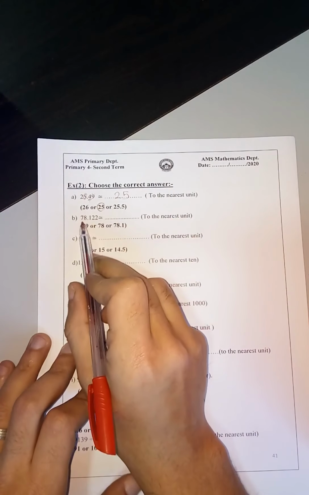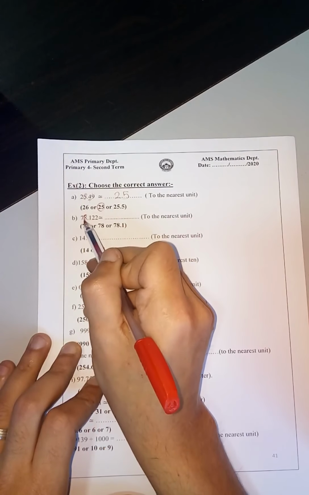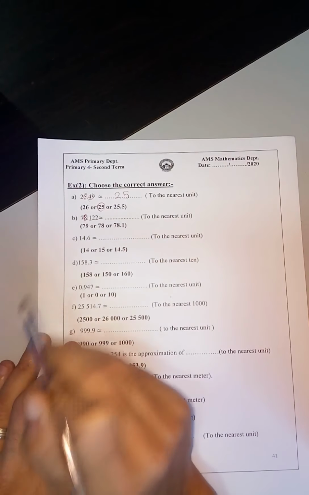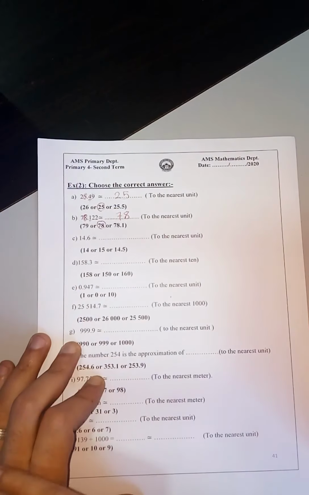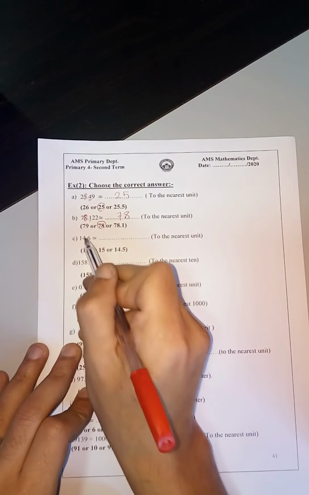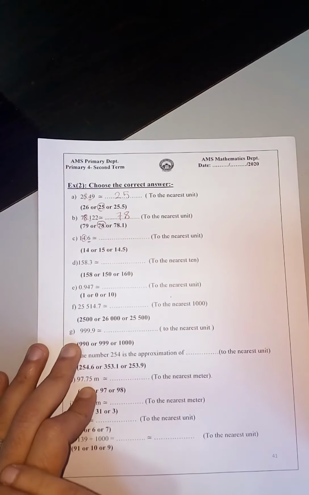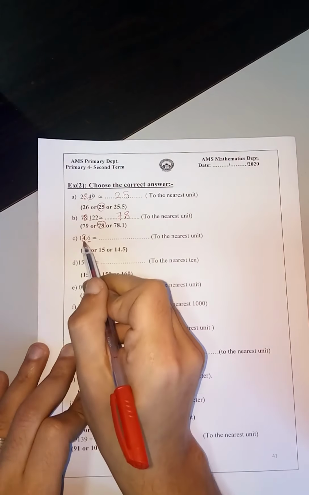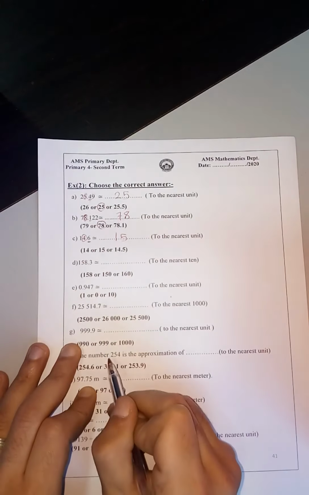The following question, we have 78.122, and approximate to the nearest unit. The unit is the digit 8, and the following number is 1. So 1 is not going to increase 8, so our answer will be 78, because 8 will not be increased. Now we have 14.6, so we circle the number 4 in the unit digit and underline the digit 6. 6 is a strong number, so it will increase 4 by 1, so this 4 is going to be 5. And we have 1, so our answer is 15.